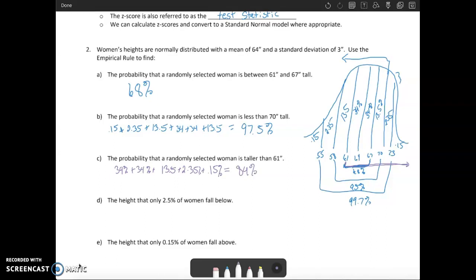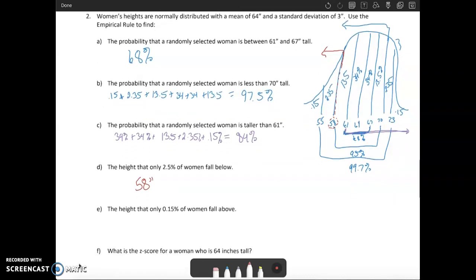Now they could also ask me the other way where they say, well, what's the height so that only 2.5% of women fall below? So they could ask me, go to where you see below being 2.5%, that'd be this, everything below this height. There's only 2.5% of women below 58 inches. Okay, so anything lower than that would be considered unusual, like on the low side of heights.